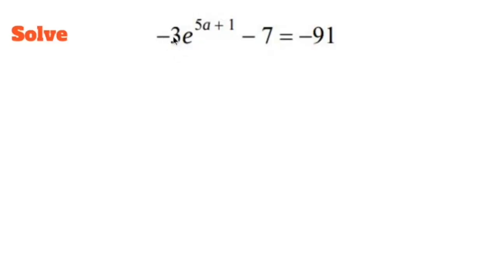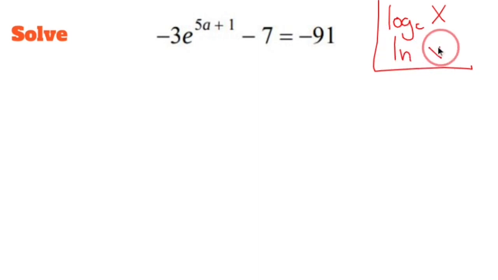All right, time to solve. Negative 3 e to the stuff minus 7 equals negative 91. Fun little fact, I'm sure you already knew this, but log base e of x is the same thing as ln of x. Will that pop up here? I don't know, but yeah, probably it will. Let's add 7 to both sides.